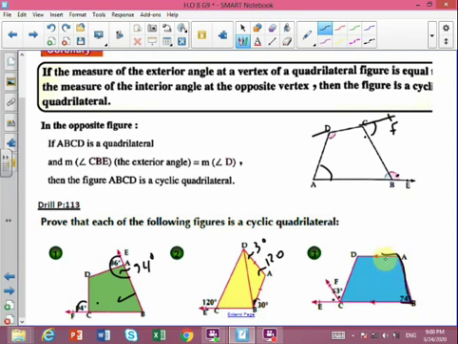This angle will be 180 minus 74. It is 106 degrees. I have CF bisecting the angle, so 53. And this is also 53 because they will be equal. 53 plus 53 equals 106. So they are equal. So the quadrilateral is cyclic.